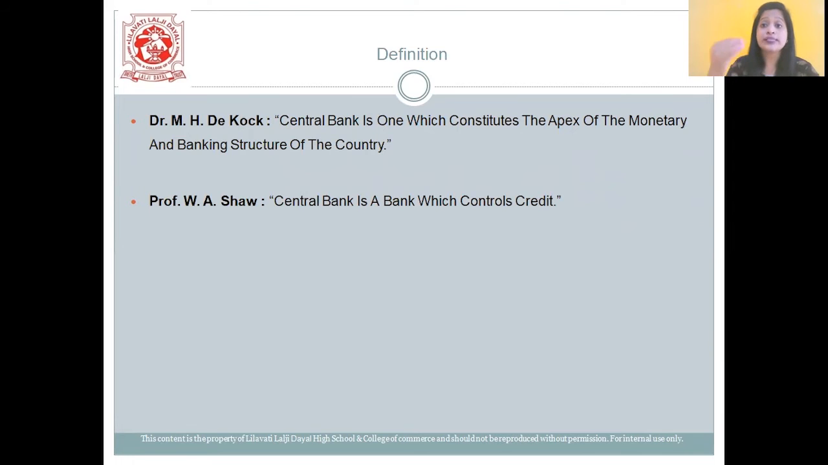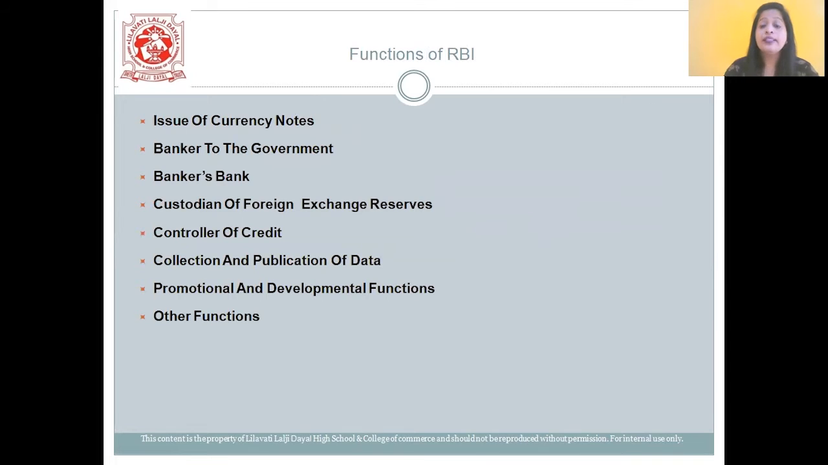Next one, students, let's come to the definition. Dr. M.H. de Kock says central bank is the one which constitutes the apex of the monetary and banking structure of the country. And according to Professor W.A. Shaw, central bank is the bank which controls credit. Both of them have given a definition for the central bank, that is the RBI. Let us now study the functions of RBI, first important answer of this chapter.